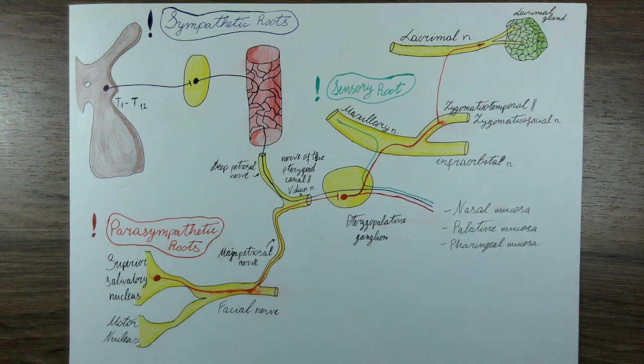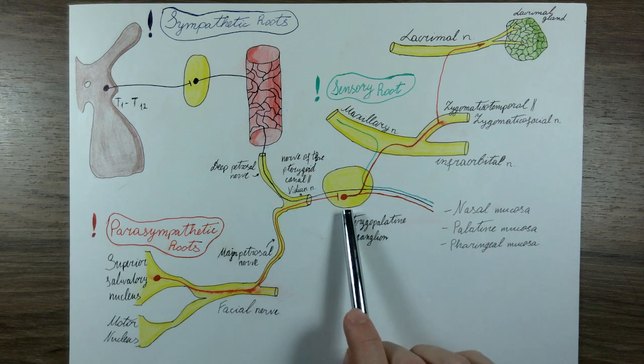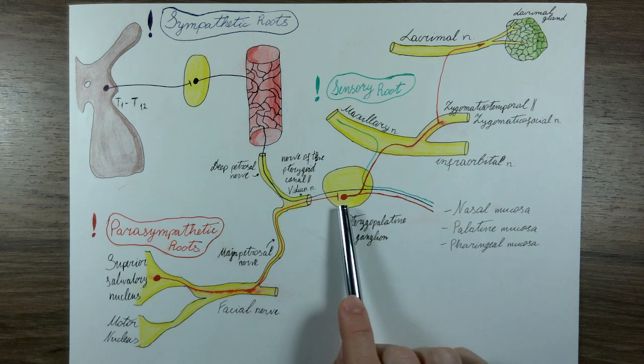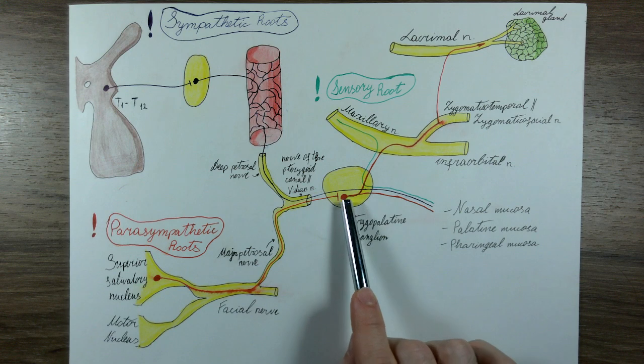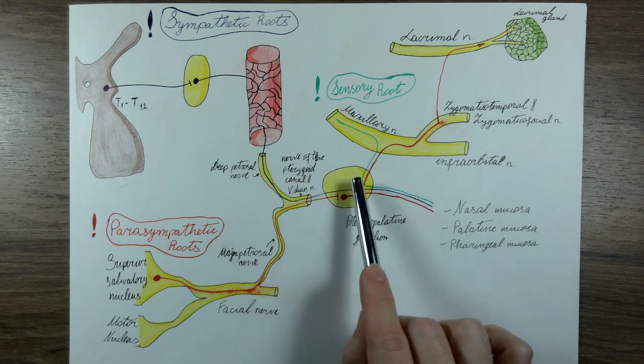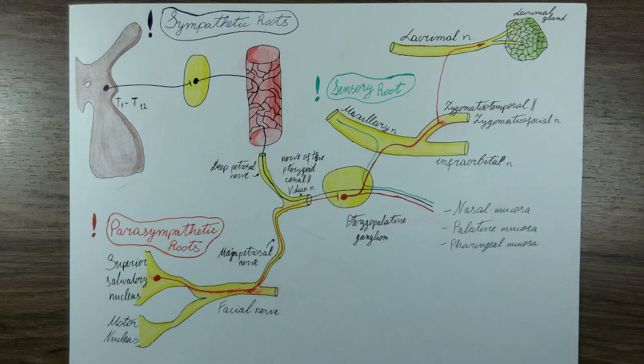So why call it a parasympathetic ganglion? Because only the bodies of the parasympathetic system are located here, right? These are the only neuronal bodies. The other two fibers are just passing through the ganglion without actually making any connections inside of it.